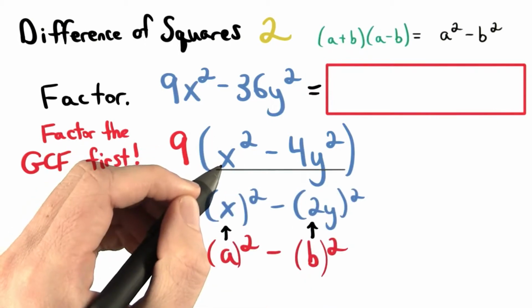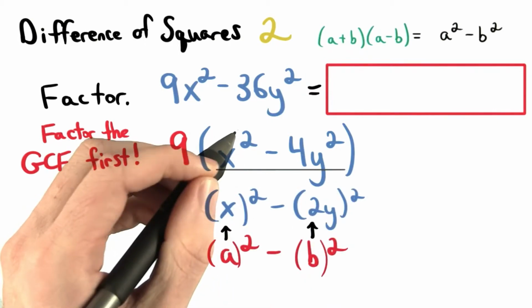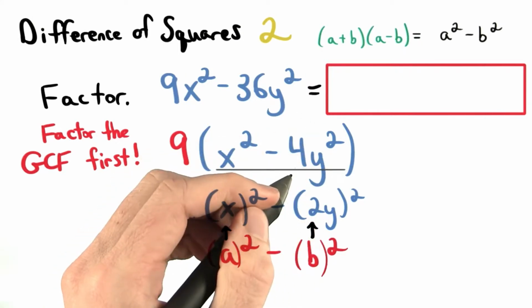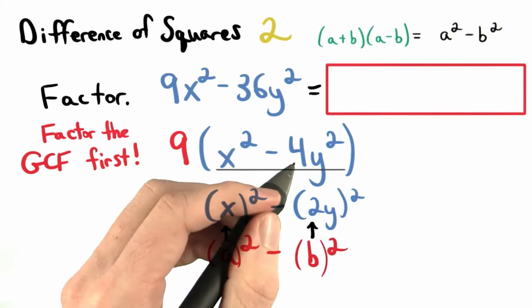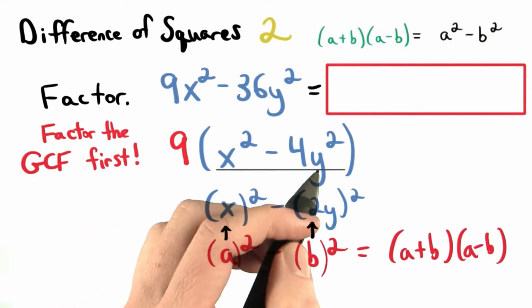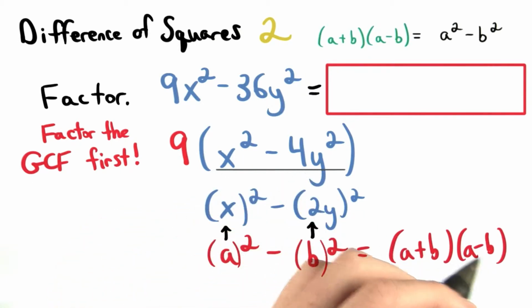So the first term is a perfect square, since x squared equals x squared, and the second term is also a perfect square, since 2y squared is 4y squared. We can factor this inside parentheses using a plus b times a minus b.